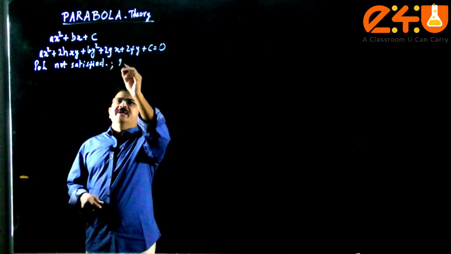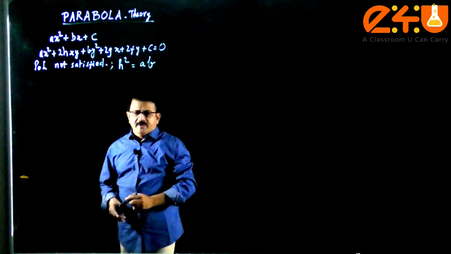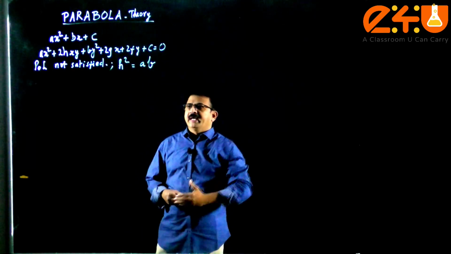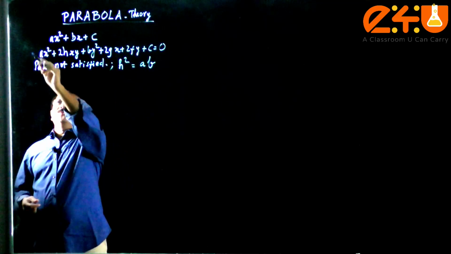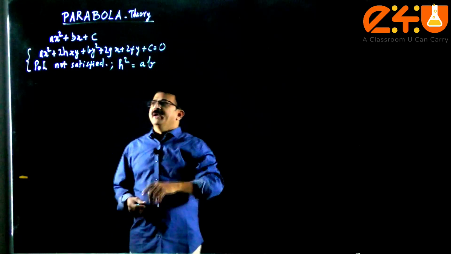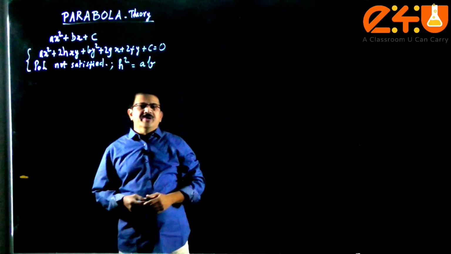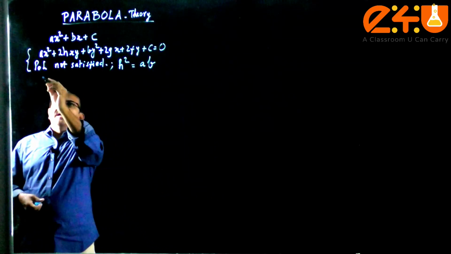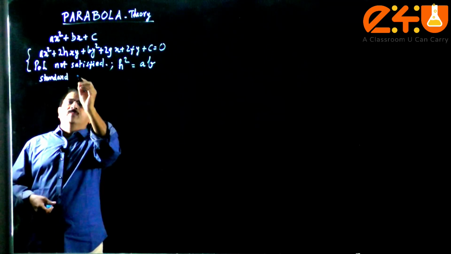And in addition h square should be equal to ab. So, that is the additional criterion, h square equal to ab. So, if these conditions are fulfilled, under these conditions the second degree equation represents parabola. And the basic equations of parabola.